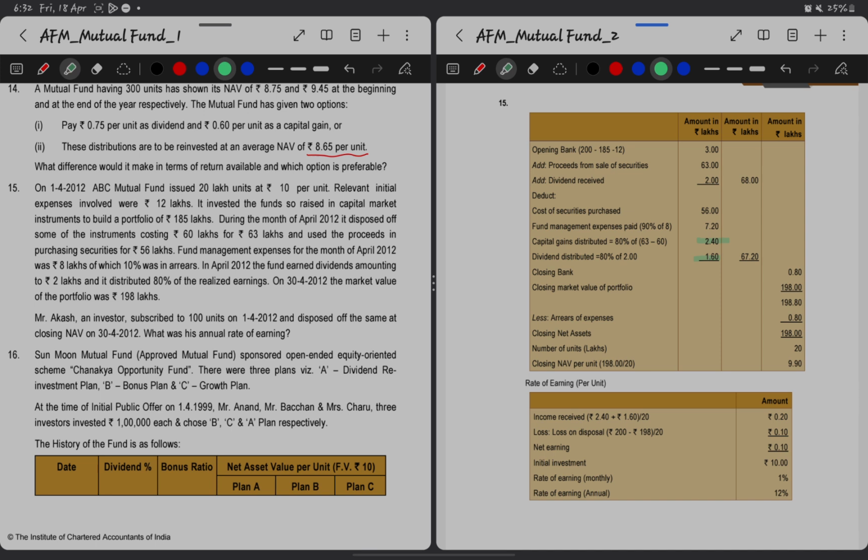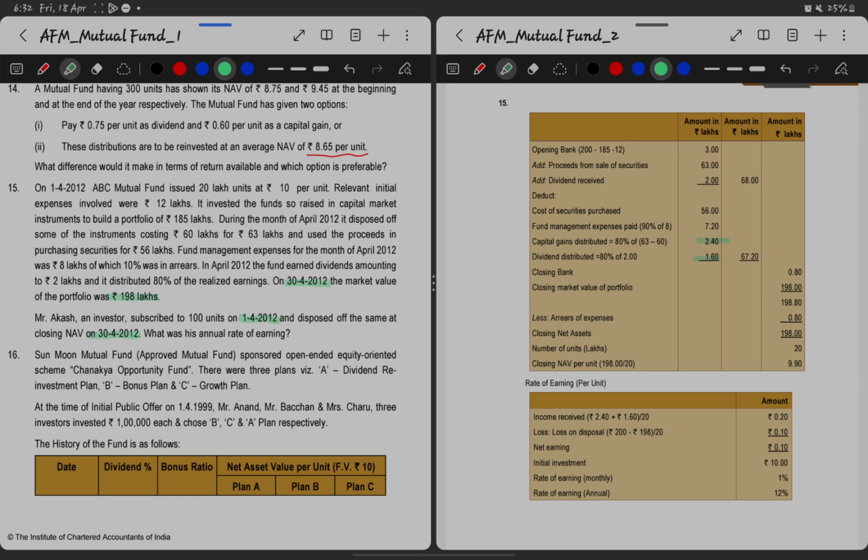On 30/4/2012, the market value of the portfolio was 198 lakhs. So this is NAV as on 30th April 2012, 198 lakhs. Mr. Akash, an investor, subscribed to 100 units on 1/4/2012 and disposed of the same at closing NAV on 30/4/2012. What was his annual rate of earnings?